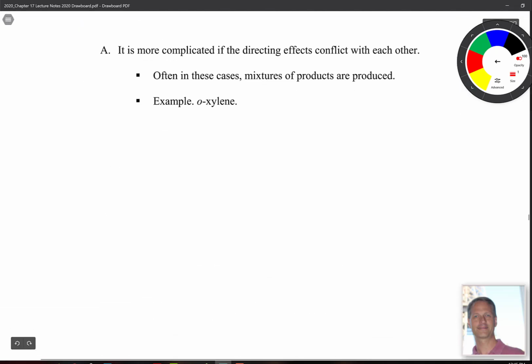So let's look at orthoxylene. So xylene is like a double toluene. So it's a benzene with two methyls. So here's a CH3 and another CH3. Right. So we go through and think of this, and if we were to nitrate this, so HNO3, H2SO4, where would we do this?